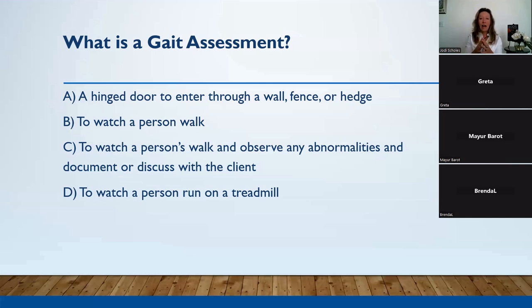All right. In our dissecting of the questions, we use the technique to eliminate one wrong answer. Let's go ahead and eliminate a wrong answer. Boom. We know gait assessment, G-A-I-T, is not a hinged door. That's a G-A-T-E. If you have English as a second language, crazy. Those are called homonyms or homophones. Two words sound alike, but they're not spelled alike and they mean something completely different.